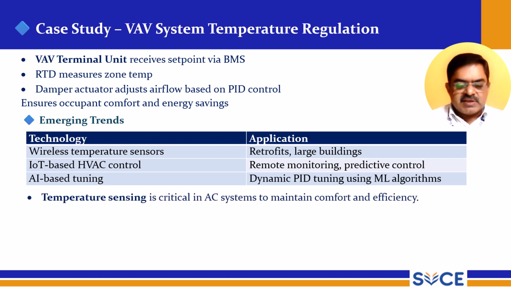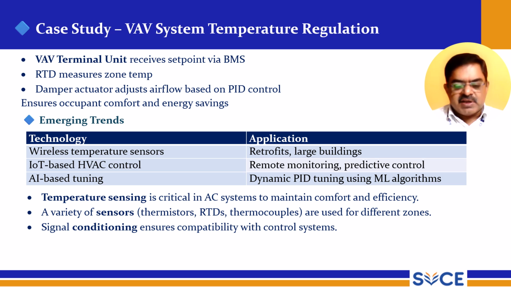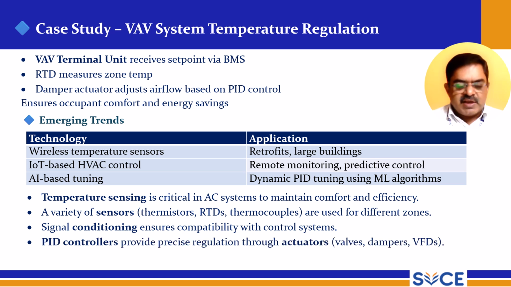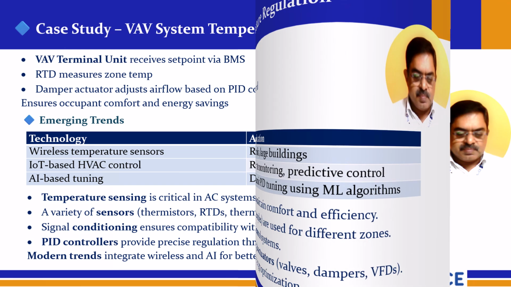So temperature sensing is critical in AC systems to maintain comfort and efficiency. A variety of sensors, thermistors, RTDs, thermocouples, are used for different zones, and signal conditioning ensures compatibility with control systems. PID controllers provide precise regulation through actuators. Modern trends integrate wireless and AI for better energy optimization.